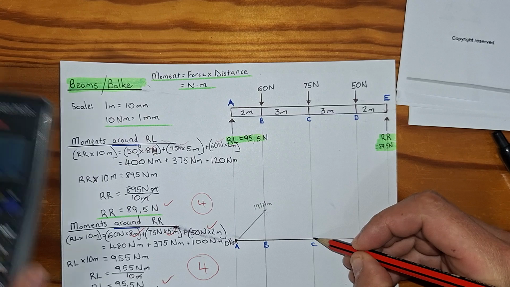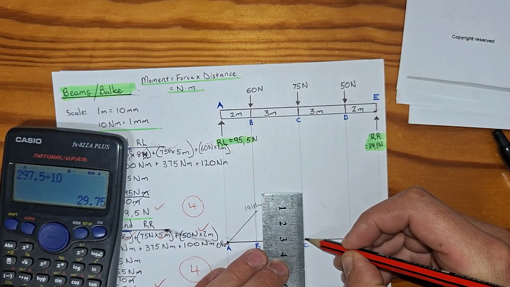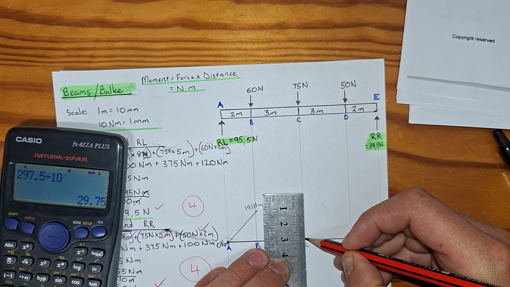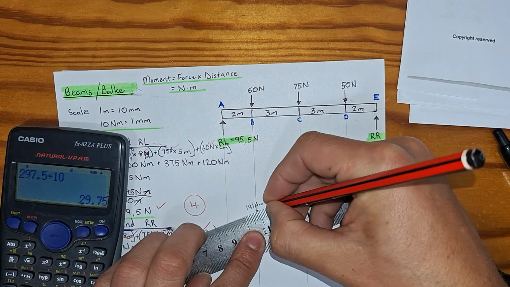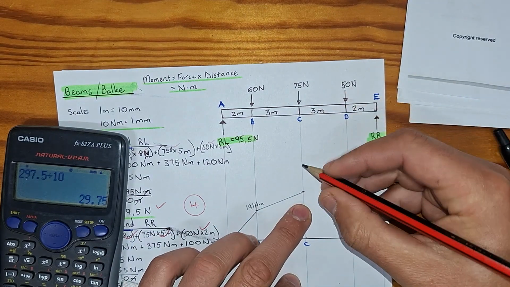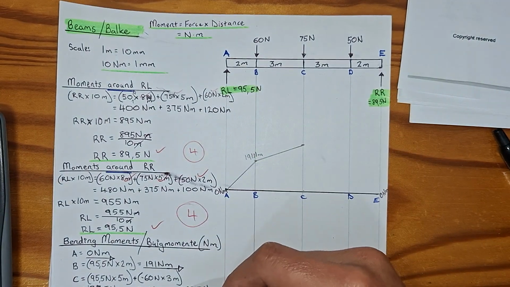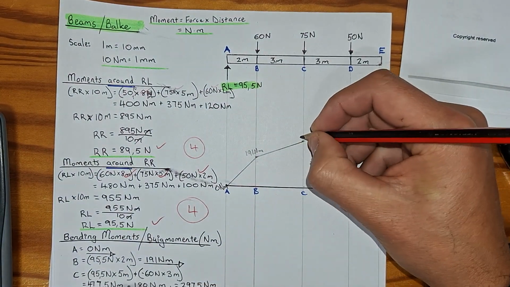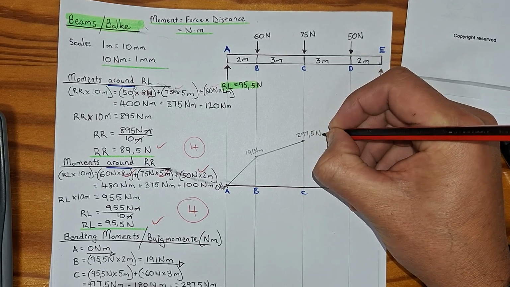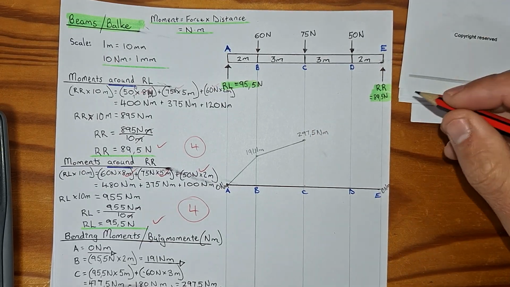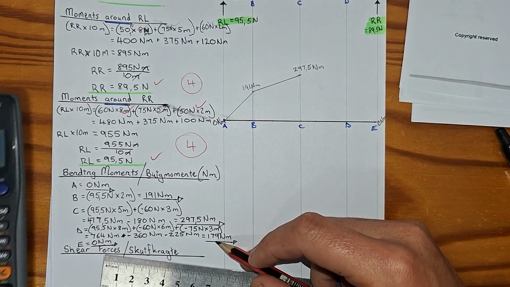So you're going to start over here on the 0 Newton meters line. So that's very close to 3 centimeters, and that would be where it goes to. So over here, remember to label it. Don't write down the millimeters value. You have to write down the value of the Newton meter value. So that is 297.5 Newton meters.